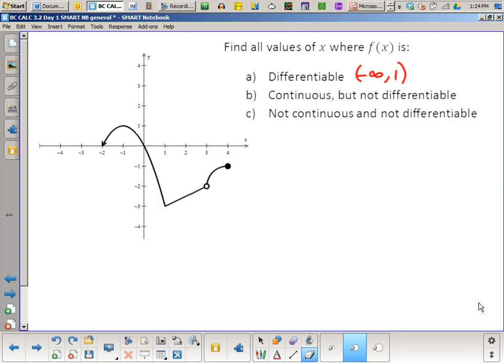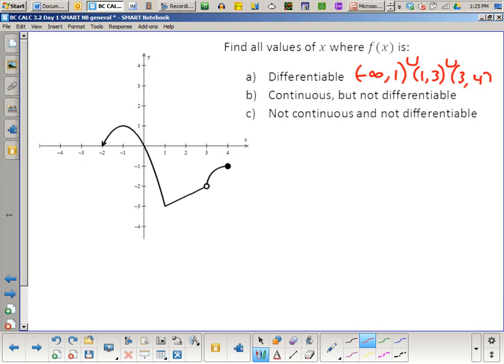Okay. Once I get on to this second piece, I can draw a tangent line for any point on here. No sweat. So basically, from 1 to 3, things seem differentiable. 3 isn't even continuous, so I'm not going to include that. And then, from 3 to 4, I can draw tangent lines. So the answer is from negative infinity to 1, or from 1 to 3, or from 3 to 4. These are all domains, intervals that are differentiable.